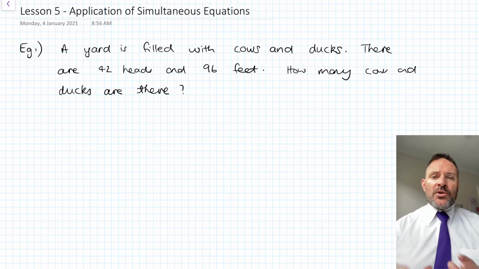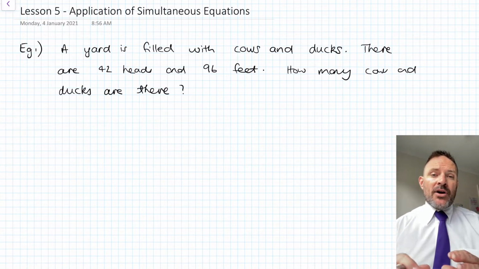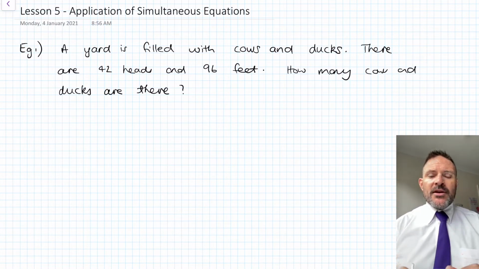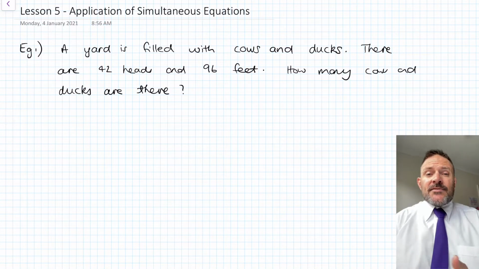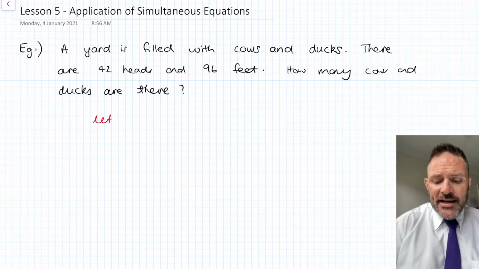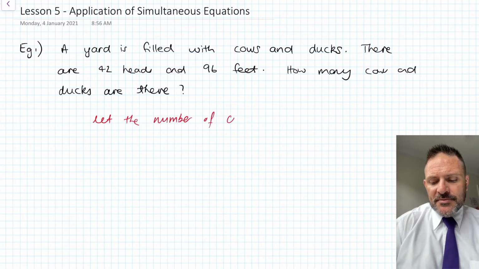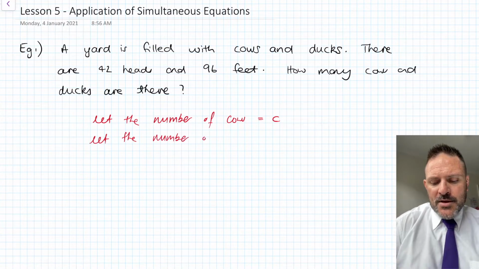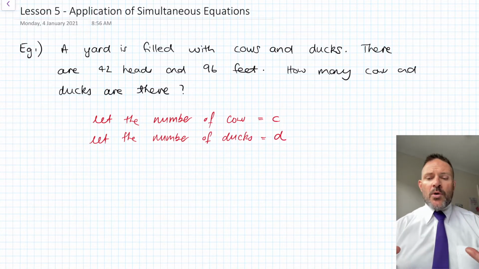The very first thing I want you to do each time, we need to start using some variables, and I often like you to write down what the variable is representing. If you're using X and Y, very important. Sometimes we're using things like C's and D's for cows and ducks, not so much, but I always do it anyway. So I'm going to say let the number of cows equal C. I'm going to say let the number of ducks equal D. You might use X and Y, which is fine.